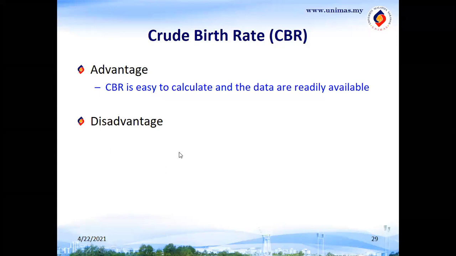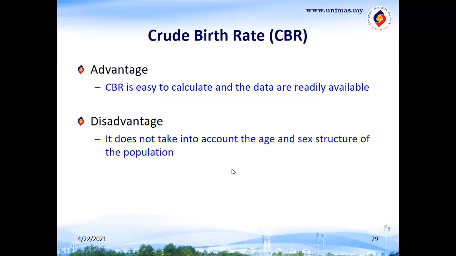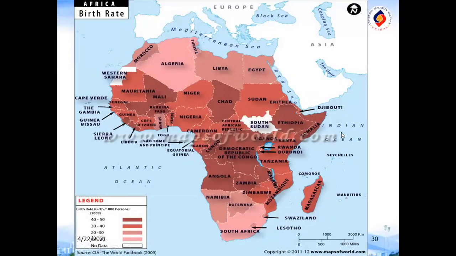Yeah. The disadvantage of this CBR is that it does not take into account the sex structure of the population. In other words, it doesn't take into account whether there are more males or more females in the country ataupun dari segi structure umurnya lebih muda ke lebih tua dan sebagainya. It doesn't take that into account. Itu kelemahan ataupun the disadvantage of using the crude birth rate. Okay.